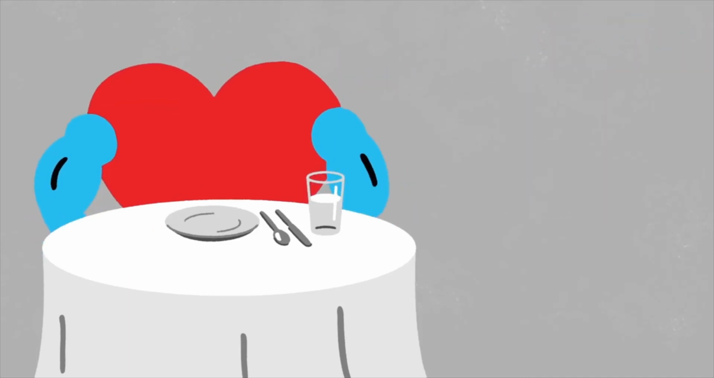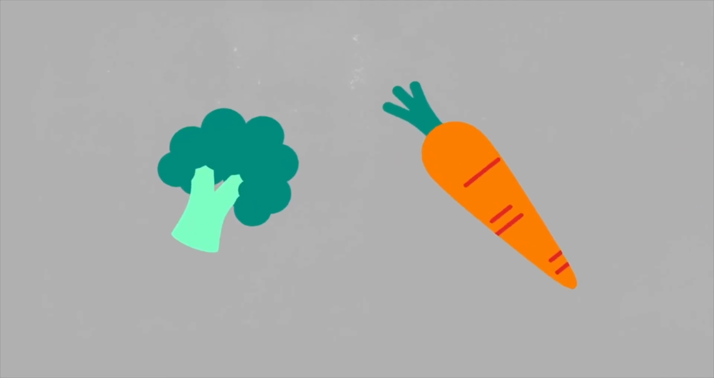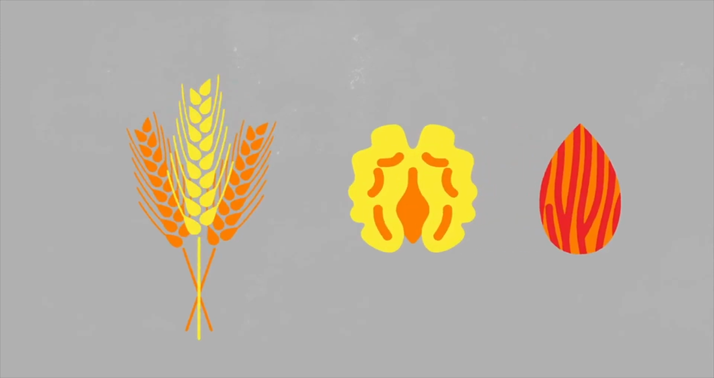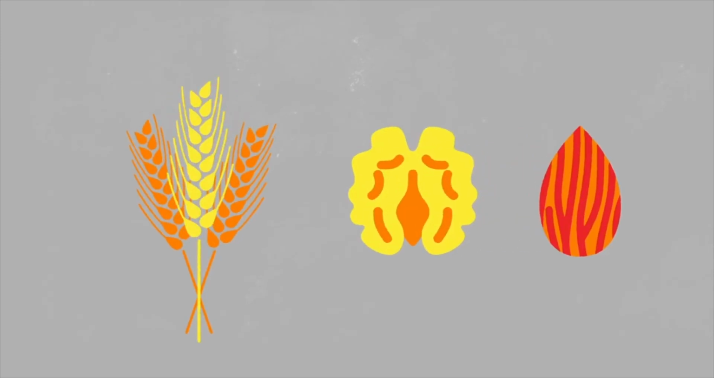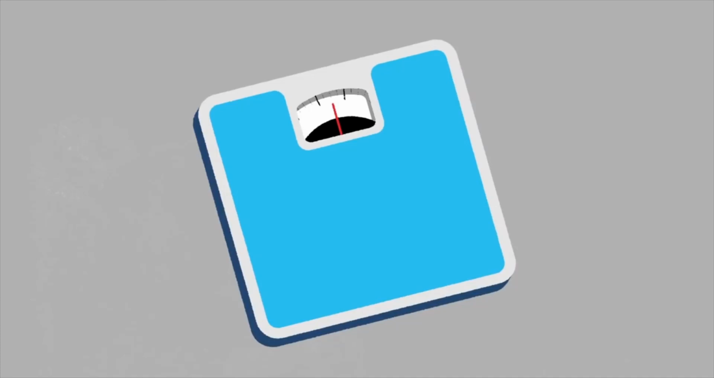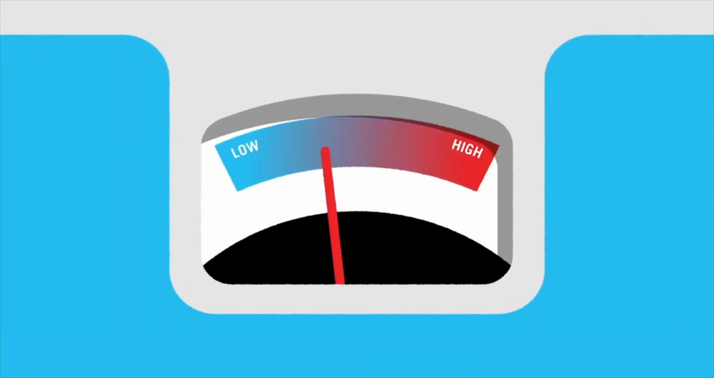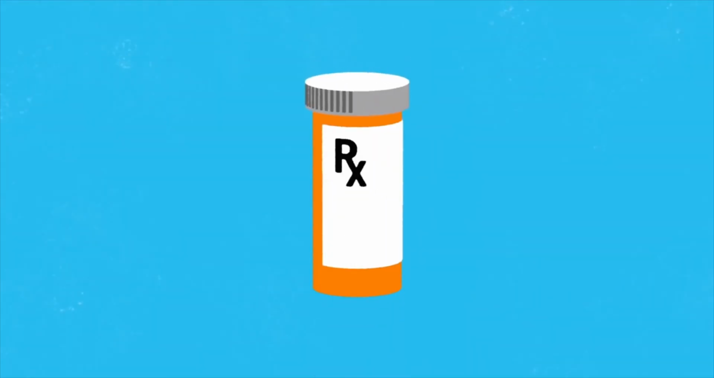So what should you eat? Lots of fiber from vegetables, chicken and fish instead of red meat, whole grains, and nuts like walnuts and almonds all seem to be beneficial. A good diet and exercise plan can also keep your weight in a healthy range, which will lower your heart attack risk as well. And of course, medications can also help prevent heart attacks.